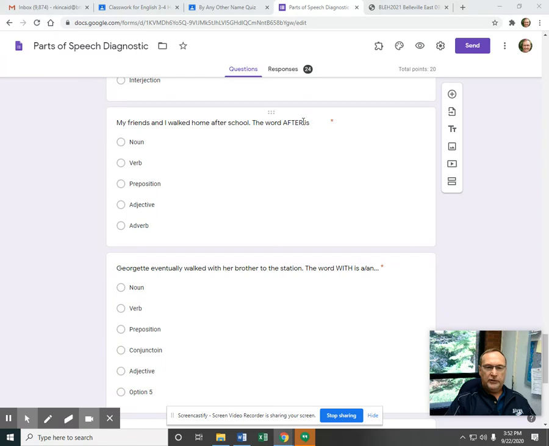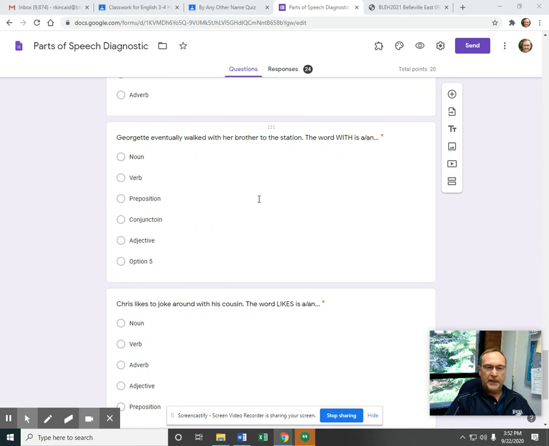My friends and I walked home after school. The word after is a preposition. Now in this case, after school tells you, well, school is actually not a thing so much as it is a time in this context, but after school still functions as a preposition.